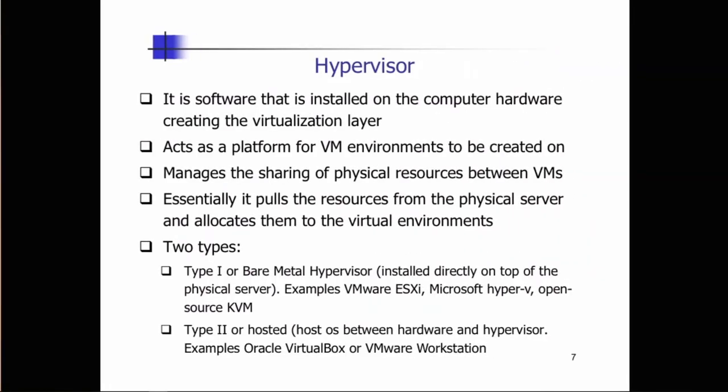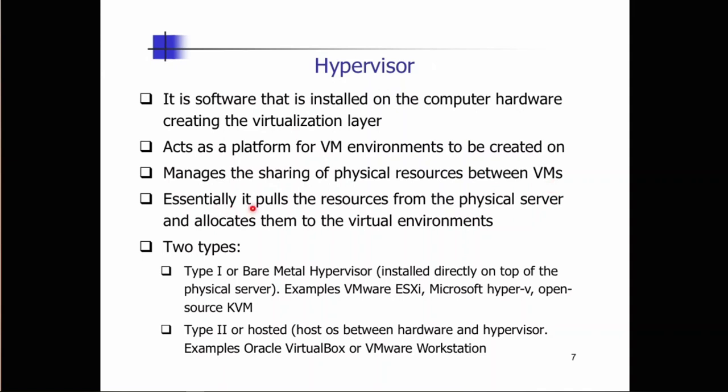So let's talk about what a hypervisor is. Virtualization is simply the process of creating a software based or virtual version of something, whether it be computer storage, networking services, servers, or applications. And what makes virtualization feasible is the hypervisor. It is software that is installed on the computer hardware, which is responsible for creating that virtualization layer. It acts as a platform for those virtual machine environments to be created on. It manages the sharing of physical resources between the virtual machines.